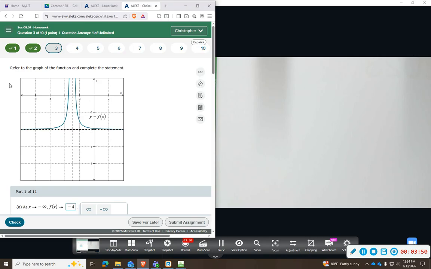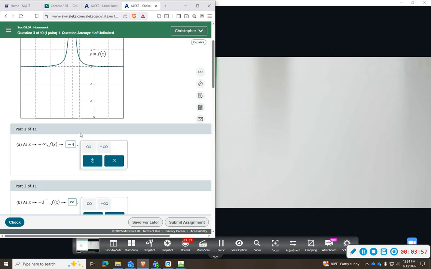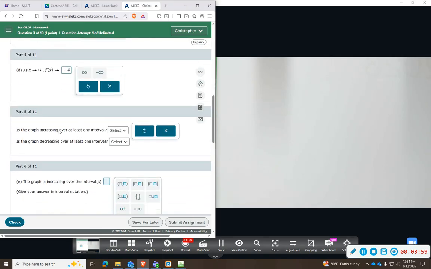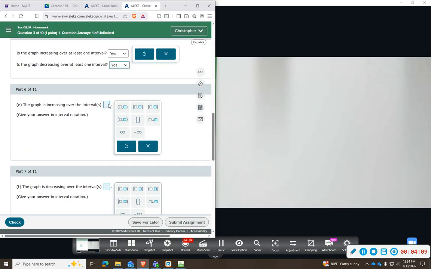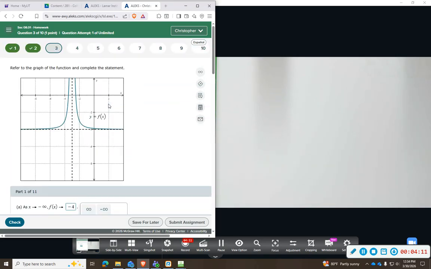If you think like longitude and latitude, we go left and right. So that's how we label it. So we would say, yes, the graph is increasing over at least one interval. The graph is decreasing over at least one interval. Yes, we got both. The graph is increasing over the interval, and so up here that would be negative infinity until we get to 3, but we don't get to 3, we just continue getting closer to 3.